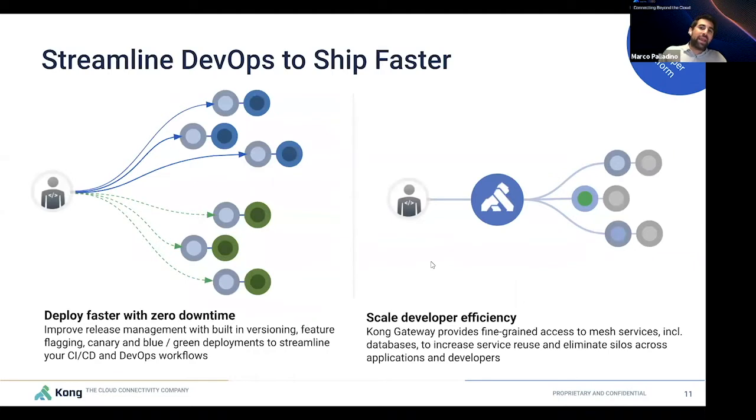And because of the routing capabilities of Kong Mesh, we can also then deploy different versions of our services and then apply routing rules for Blue-Green or for Canary to streamline how our application teams are pushing their software in production.